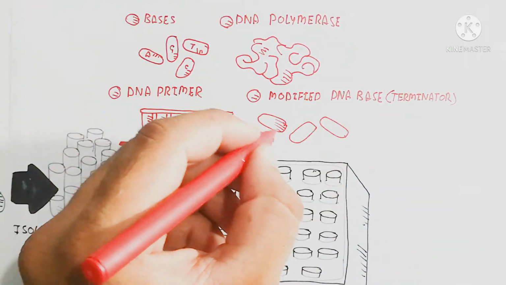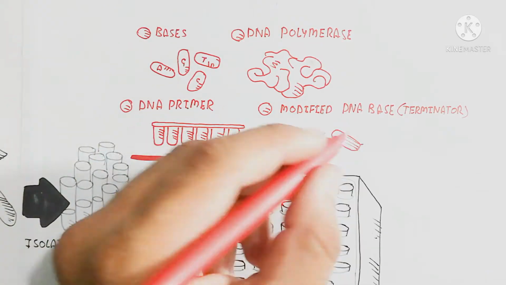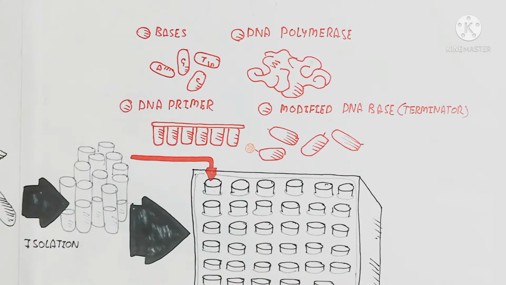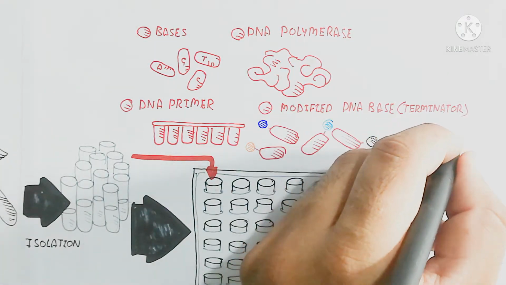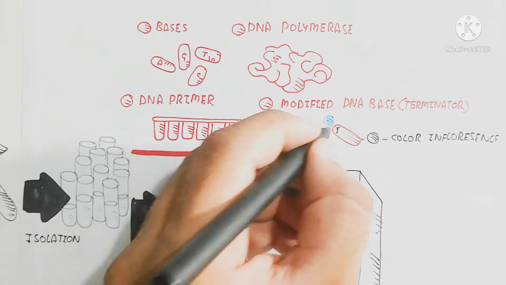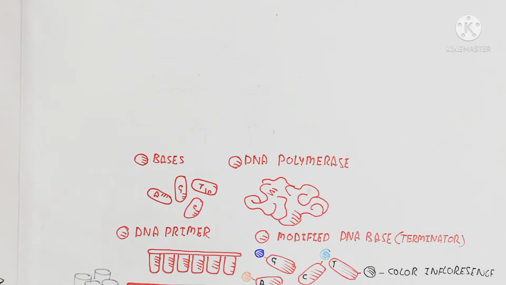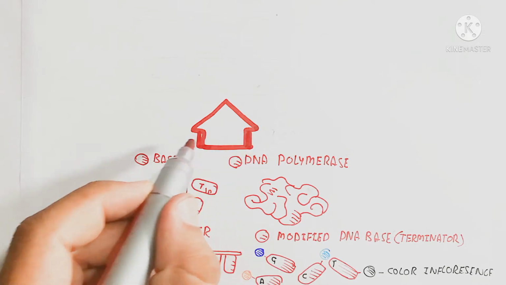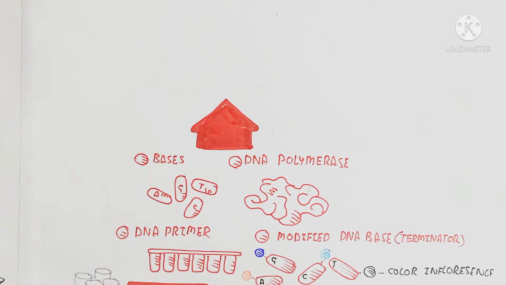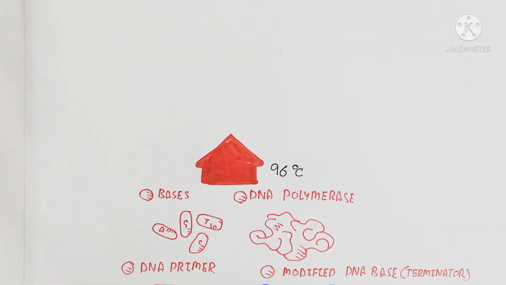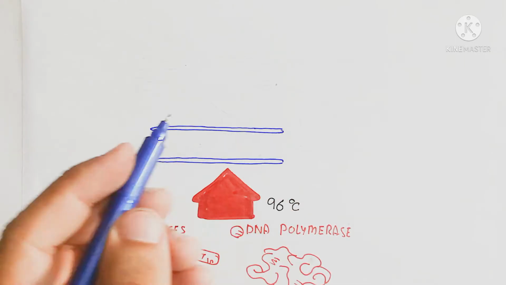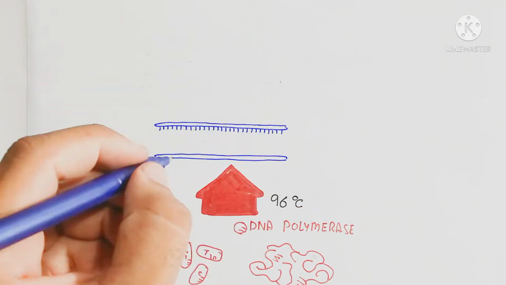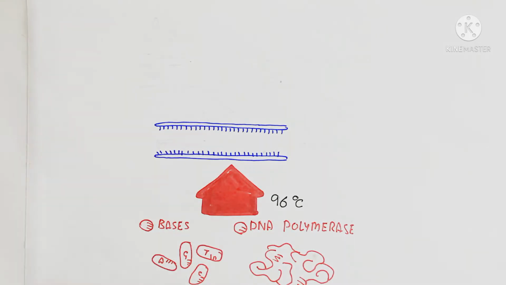These contain guanine attached with a blue color, and cytosine attached with a light blue color, and thymine attached with a black color. You can just imagine that, and adenine is attached with an orange color. So these color fluorescences will be shown during the segment reading, so that we can read the segment. Here is the 96 degrees Celsius temperature to treat the mixture: bases, DNA primer, DNA polymerase enzyme, and modified DNA bases mixed in the medium.